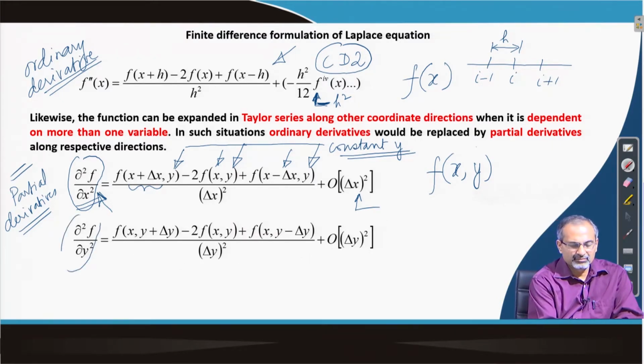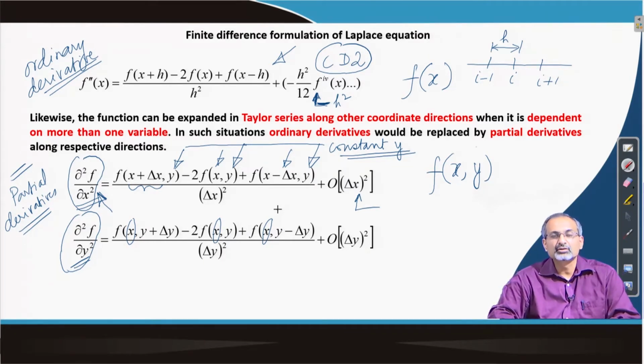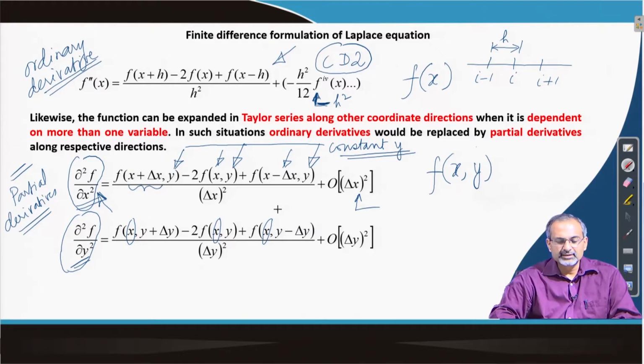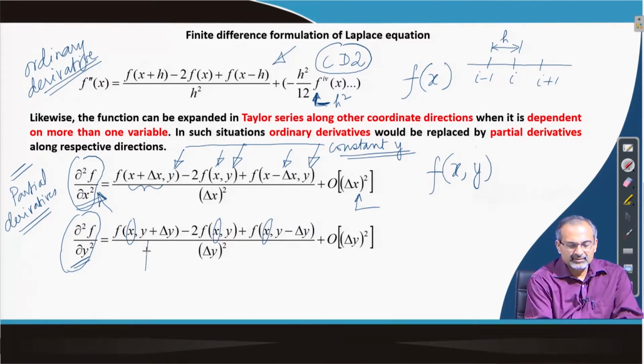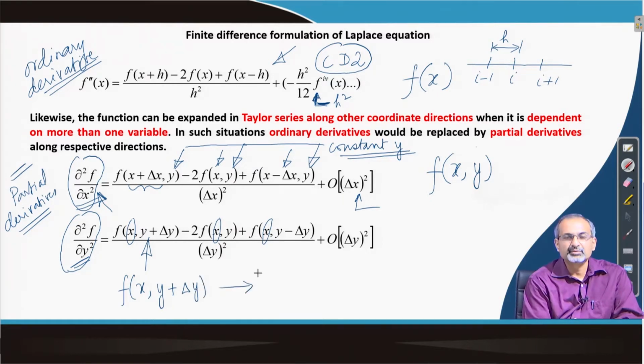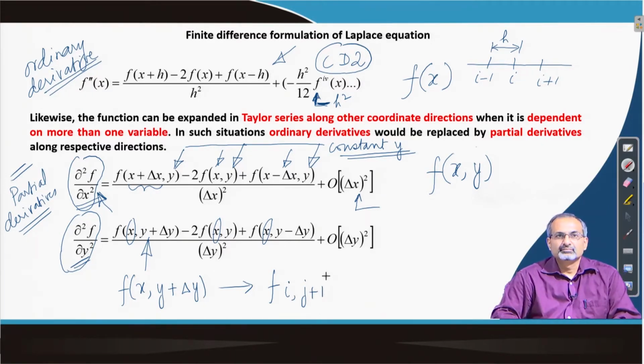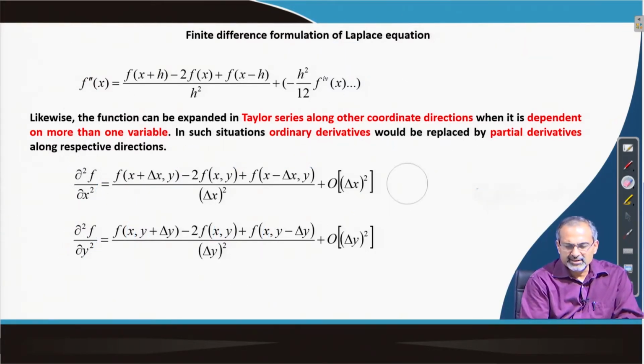In a similar manner, when you are taking the finite difference approximation for the second derivative along y, you can see that x remains constant, while you move from one grid point to the other along the y direction. You can very easily understand that these values, which are represented at specific values of x and y, could also be represented in terms of the grid index. Like for example, this point may have a grid index which looks like this. Let us do a little more detailing on this.